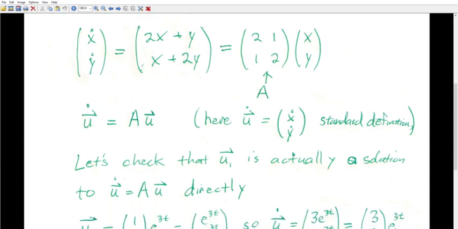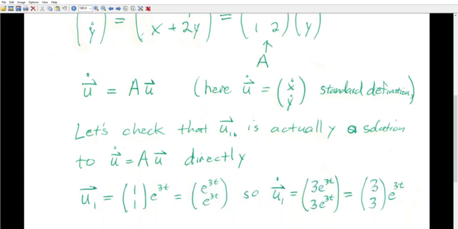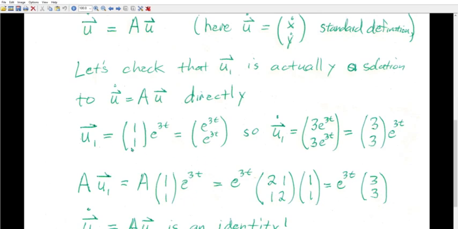And the next thing to do is let's check using this notation that u1 is actually a solution to u dot equals Au, and we're going to do that directly. So u1 is (1, 1) e to the t, which when you multiply that out is just e to the 3t, e to the 3t. So when you take the dot of that, the derivative of e to the 3t is 3e to the 3t, and you just factor the e to the 3t out as a scalar, and you've got 3e to the 3t is u1 dot.